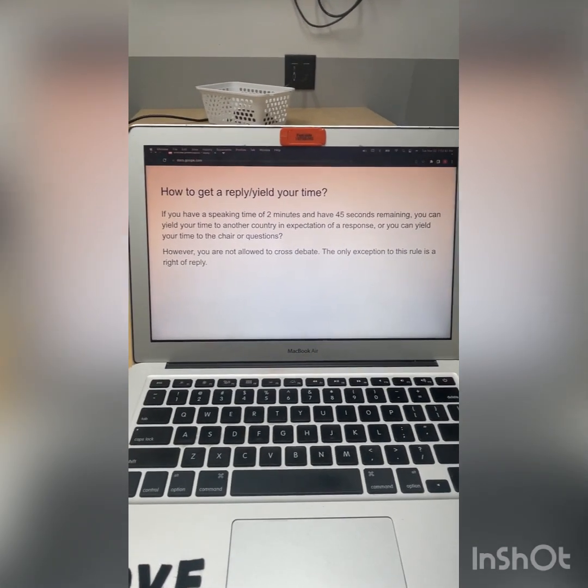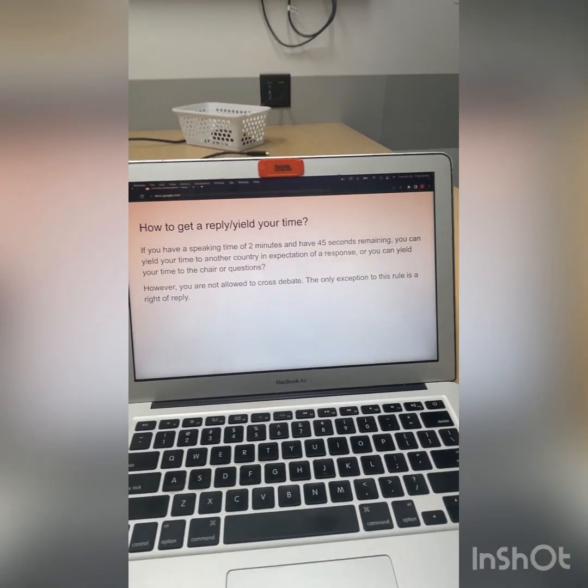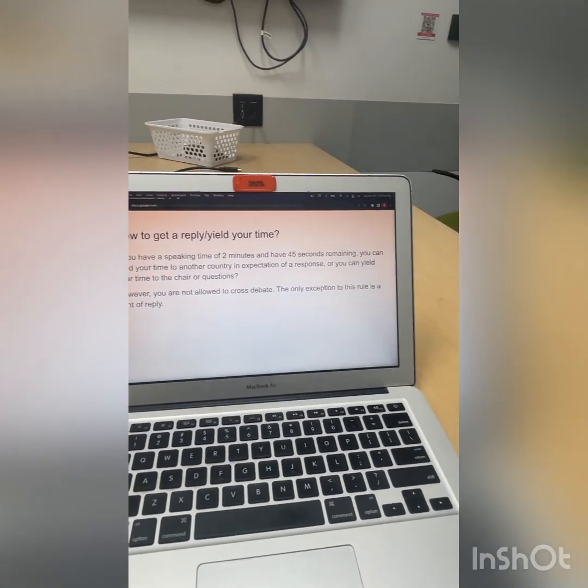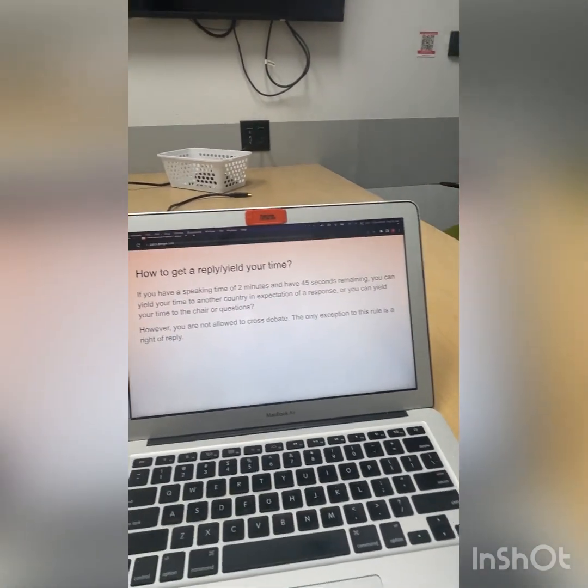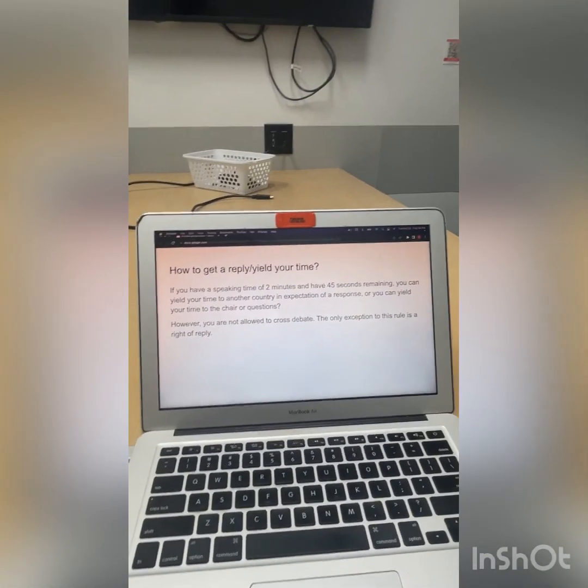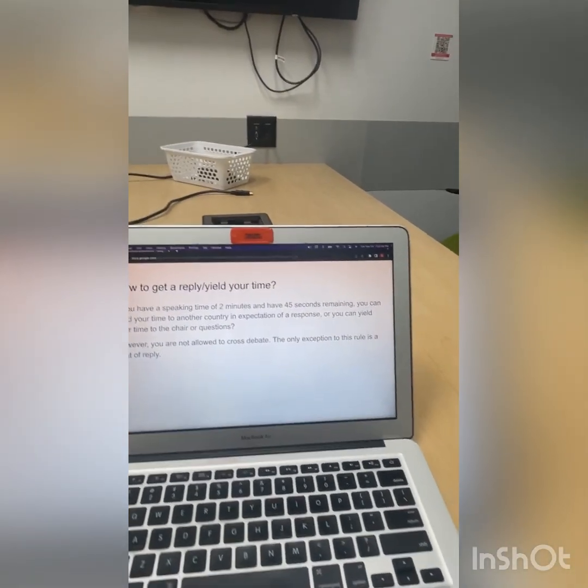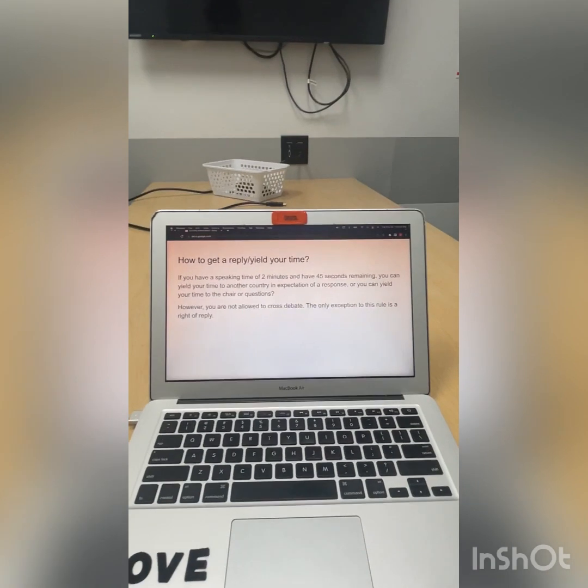Or you can even yield the time to the chair, in which no one can respond, or you can yield your time to questions, in which the chair will call upon people that raise their placard to ask questions to you and direct them to you.